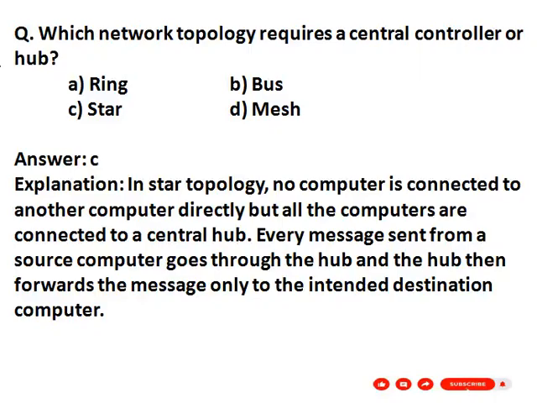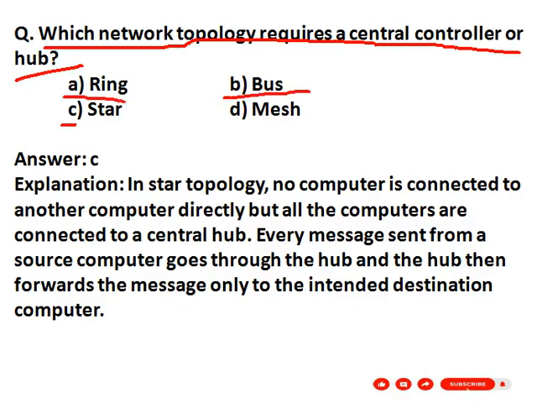Our first question is, which network topology requires a central controller or hub? Here given options are option A ring, option B bus, option C star, option D mesh. So your correct answer is option C star.